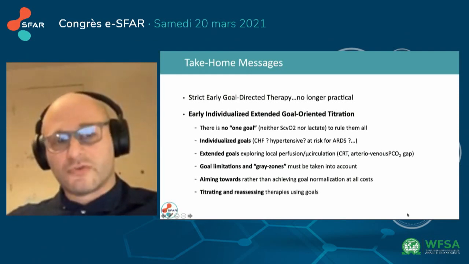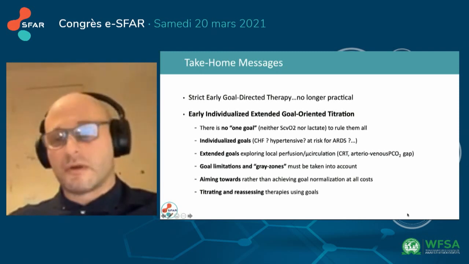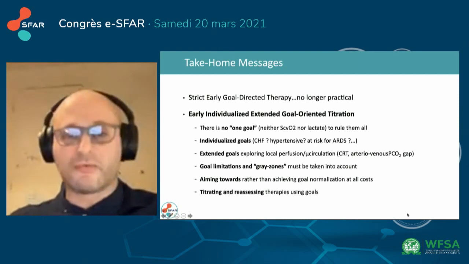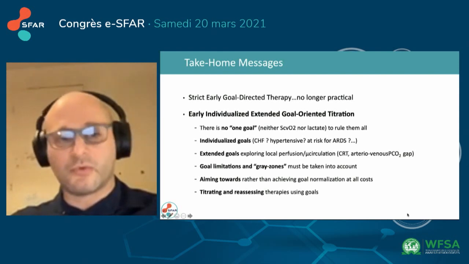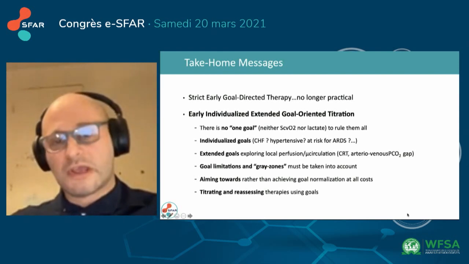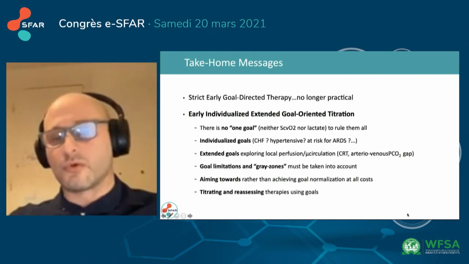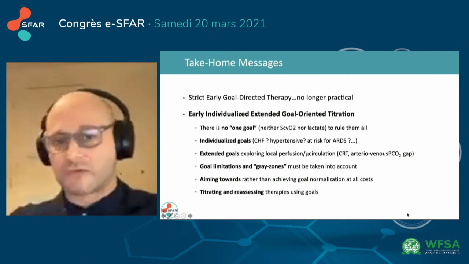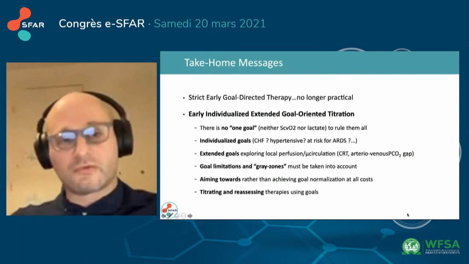And goals should be individualized to the patient's history. Does he have heart failure? Is he hypertensive with a different MAP target? Is the patient at risk for ARDS, where we will be extremely careful with the fluid loading? Is he at risk for right ventricular failure, where that will be even more of a preoccupation? And these goals should be extended. We should extend these goals to other goals that explore local perfusion, like CRT, or even microcirculation in some cases, or the arteriovenous PCO2 gap increase.